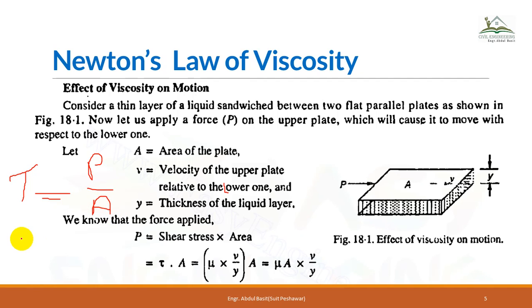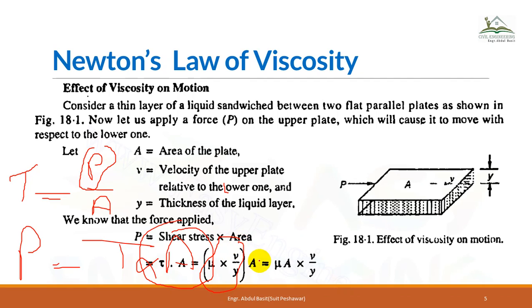So from this equation, if you want to find out P, how to do it? P will be equal to tau multiplied by area. So you can see it here that tau multiplied by area is written. Then mu multiplied by v divided by y, this is tau, and this area is multiplied because we want to find out the force.